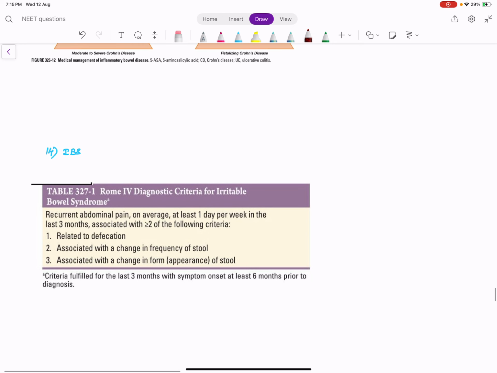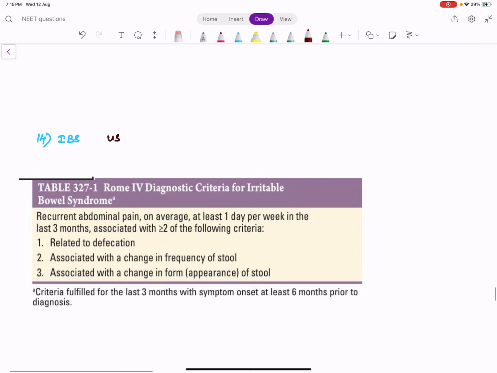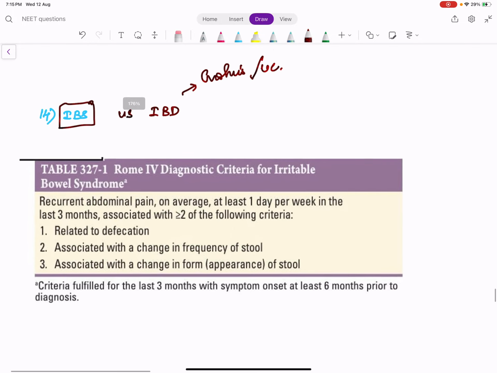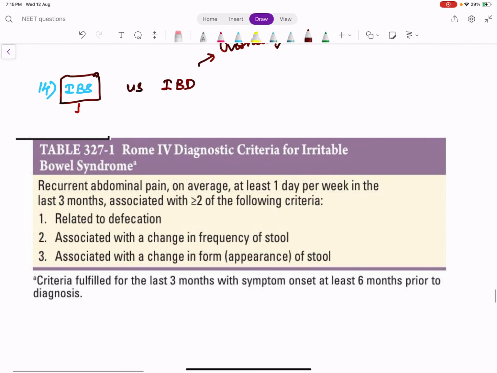Now don't get confused between IBD and IBS. IBD is inflammatory bowel disease, which is Crohn's disease or ulcerative colitis. IBS is irritable bowel syndrome. Many people get confused here. IBS is one of the functional bowel disorders. Functional bowel disorder doesn't mean that the patient is acting. It means there is not a structural disease or a pathological disease which causes this symptom.